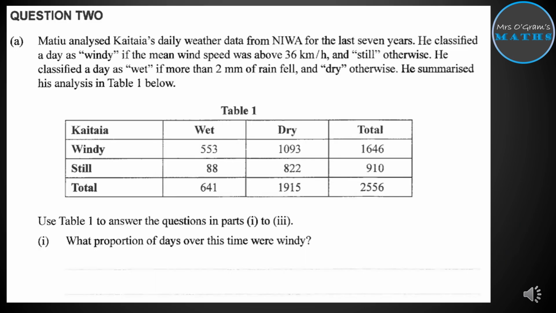Nice simple start to question 2. We've got a table of number of days that were wet or dry or windy or still in Kaitaia. So the proportion of days over this time that were windy, we simply read that off of the table. So we've got windy days out of our total days recorded will be 1646 over 2556. And if you wrote that as a decimal, which probably isn't necessary, it'll be 0.643. Oh no, hold on, the next one rounds up, so 0.644.